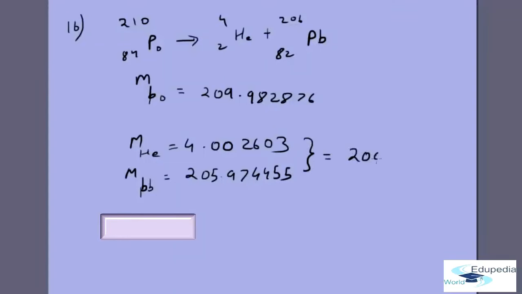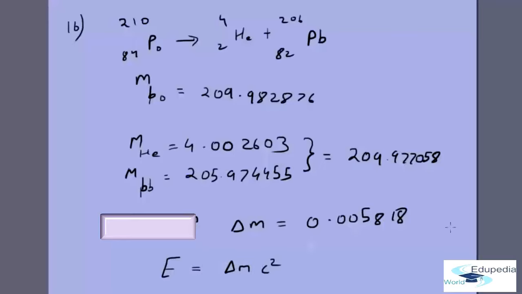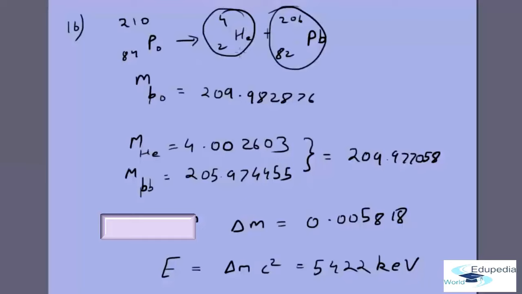That gives us 209.977058, and we subtract it from the first one. That will give us delta M, which will be 0.005818, and we'll just multiply it by c square to get the total energy, which will be delta M c square. This is this multiplied by 932, which is 5422 kilo electron volt. This is the energy. Now this is not the final answer, right? This is where some people might make a mistake. This is the total energy given, right? That means this is the kinetic energy of helium plus the kinetic energy of this term.